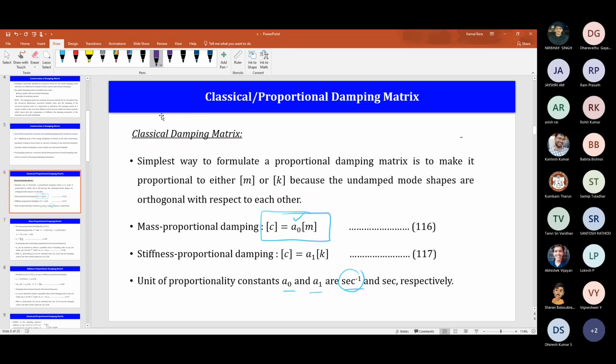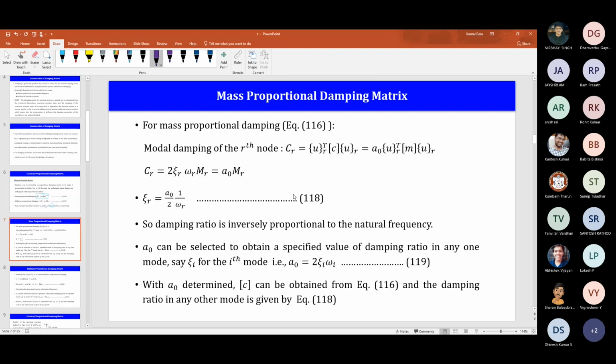Okay. So now, since the M and K are orthogonal to our eigenvectors, I can very easily find out my modal damping ratio for the Rth mode like this for the mass proportional damping. Because for the Rth mode, the diagonal term will be Cr, which is nothing but 2 zeta r omega r Mr.